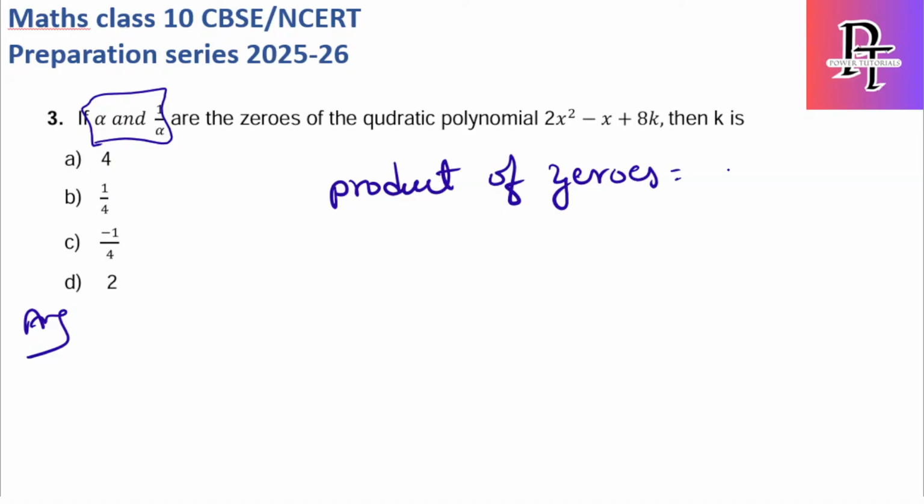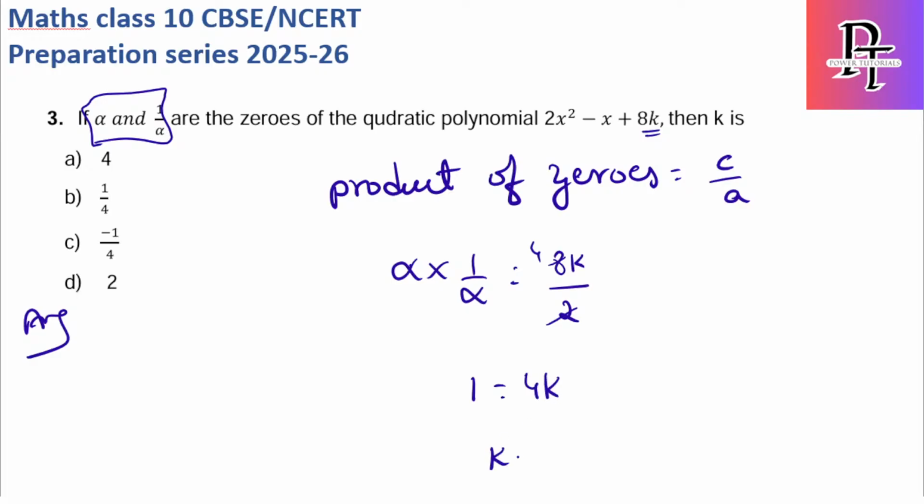The product of zeros formula is c by a. Here the product of zeros is alpha into 1 by alpha, which is c by a. Here c is the constant, which is 8k, and a is the x squared coefficient, which is 2. So alpha into 1 by alpha is 1. 1 is equal to 8k by 2, which is 4k. So the k value is 4k equals 1, and moving 4 to the other side, k becomes 1 by 4. B is the right answer.